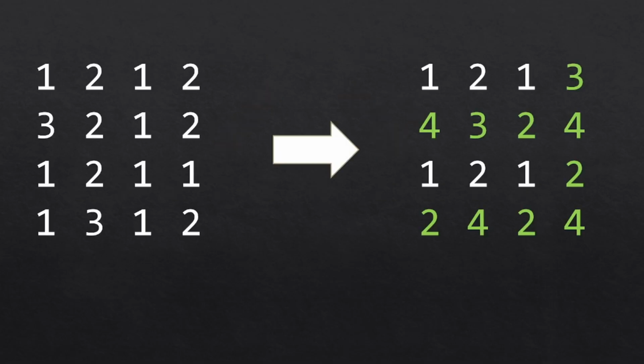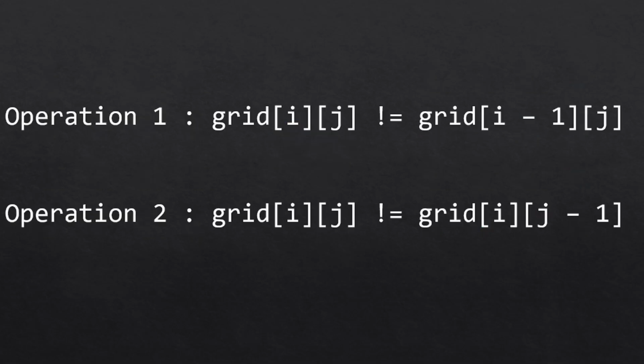But the twist here is that we are working with a two-dimensional grid. So we need to extend this logic to rows and columns. The good news is, the same concept can still be applied. We divide the problem into two subparts. First, we only care about vertical adjacency. That is, making sure grid at i, j is not equal to grid at i minus 1, j.